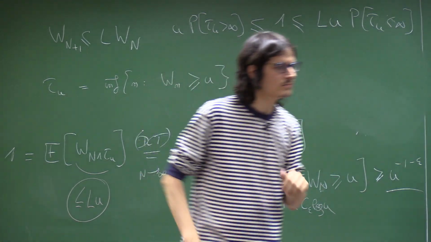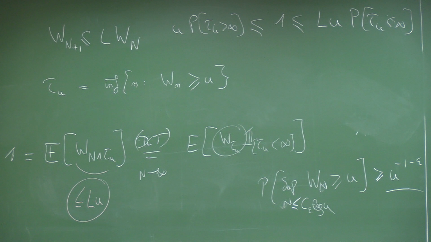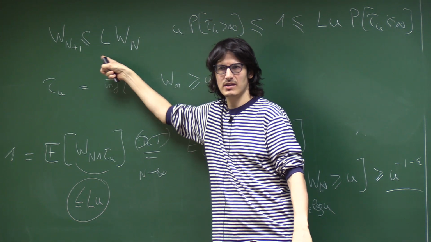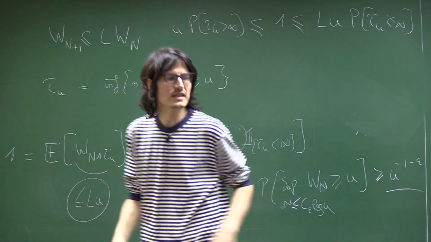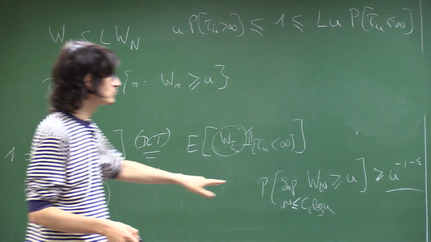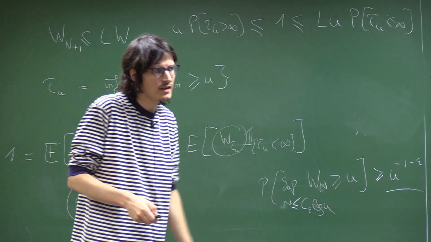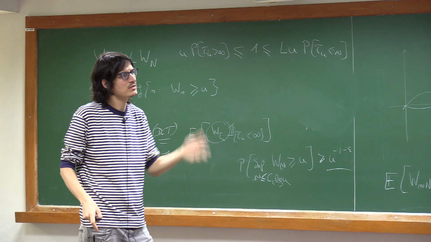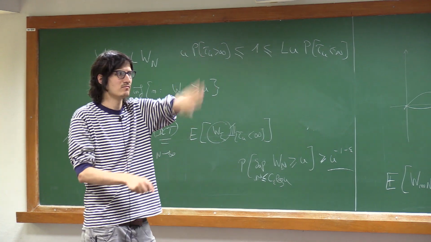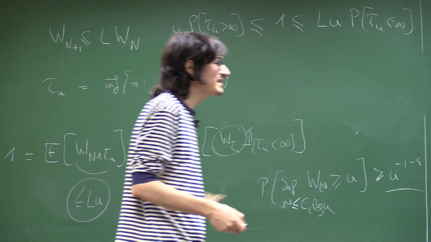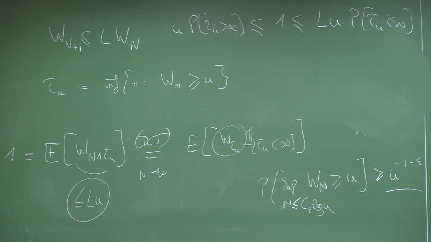Log u here is really the best you can do, because you need at least log u steps to overcome the level u. But it turns out that if you want to grow big, you have to do it fast. Because if you wait for the random walk to spread out, then you need to improve the environment in many places, and this costs more. So this is not very surprising, but this is very technical to prove.